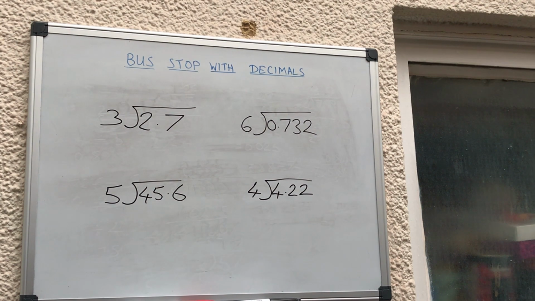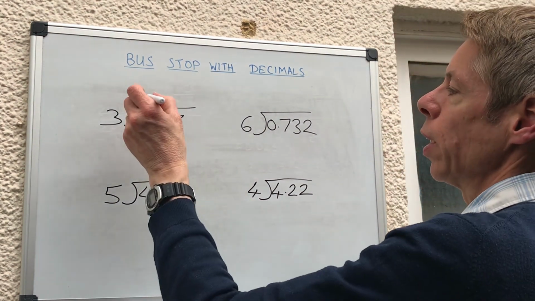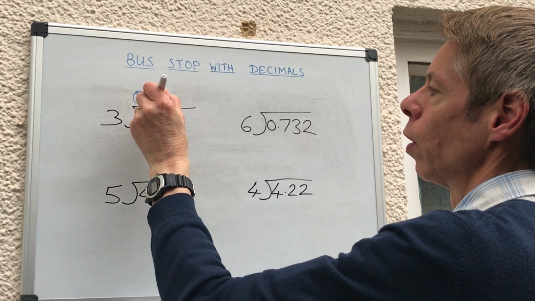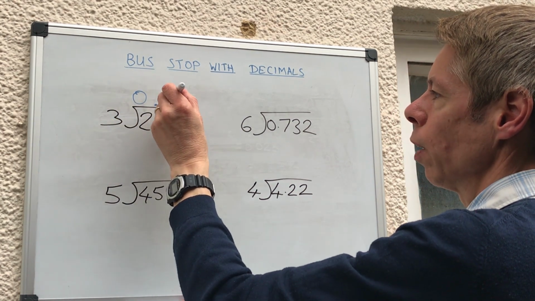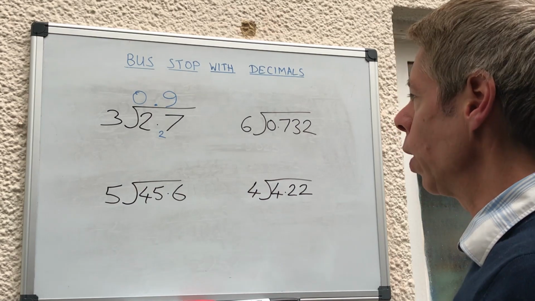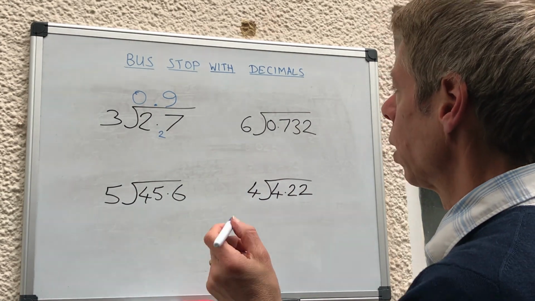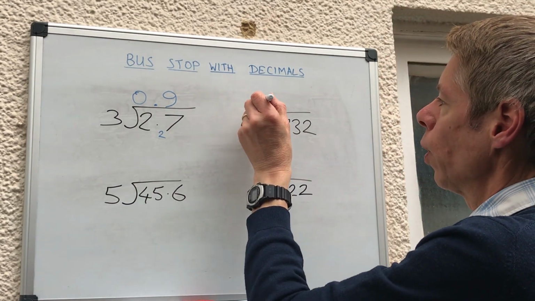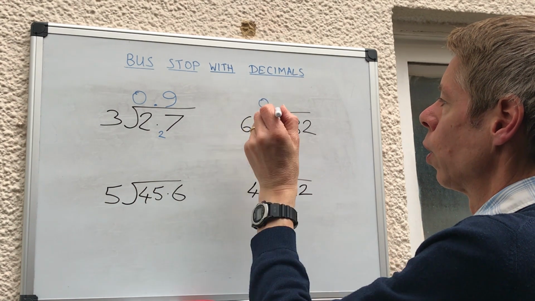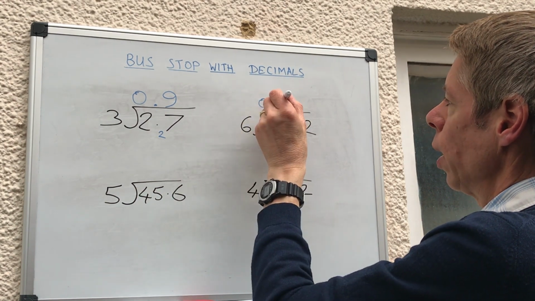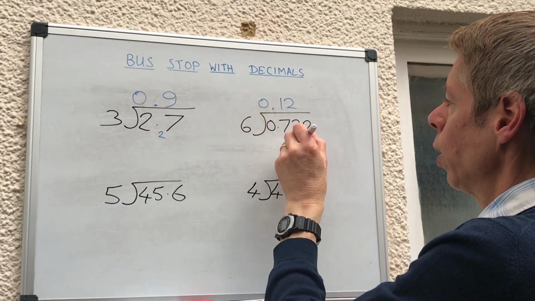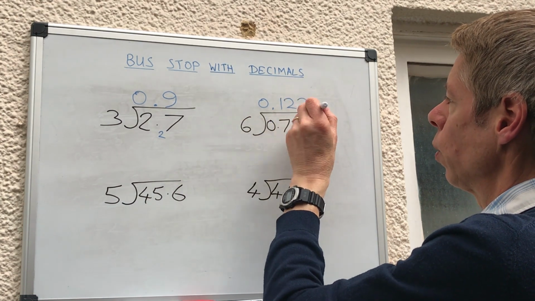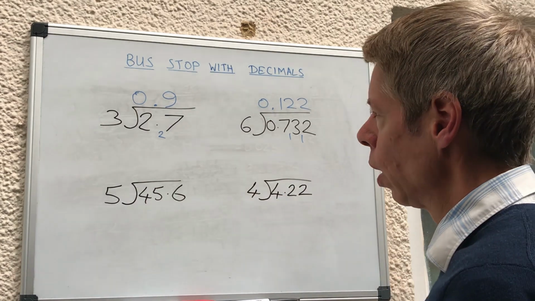Okay, I'm going to start going through them now. So 3s into 2 is 0. Remainder 2. 3s into 27 is 9. So the first answer is 0.9. Right. Second one, 6 into 0 is 0. 6 into 7 is 1. Remainder 1. 6 into 13, 2. Remainder 1. 6 into 12 is 2. So 0.122.